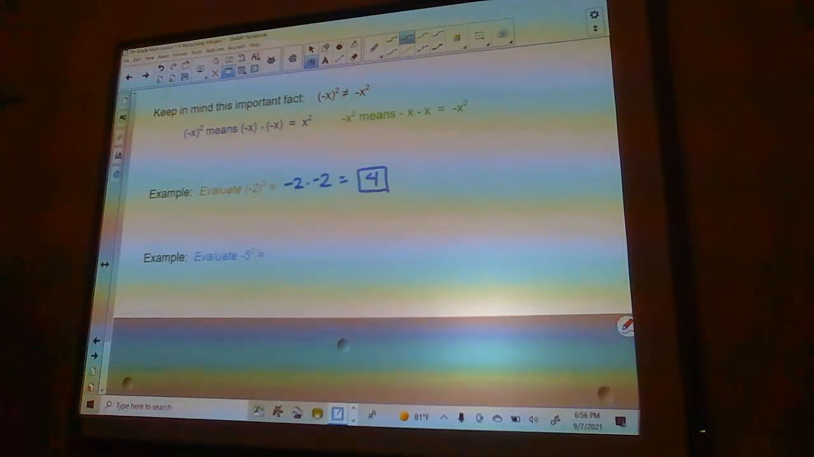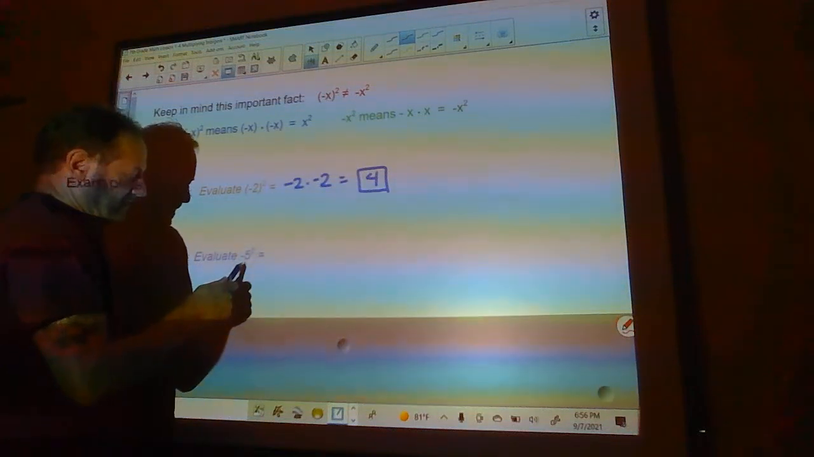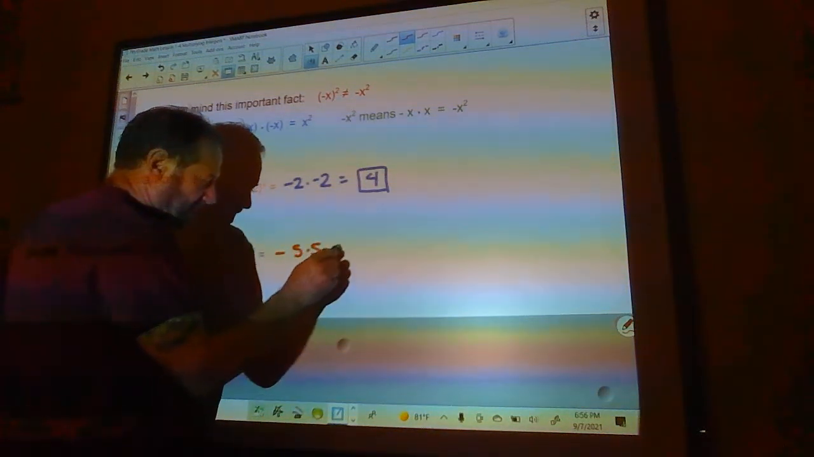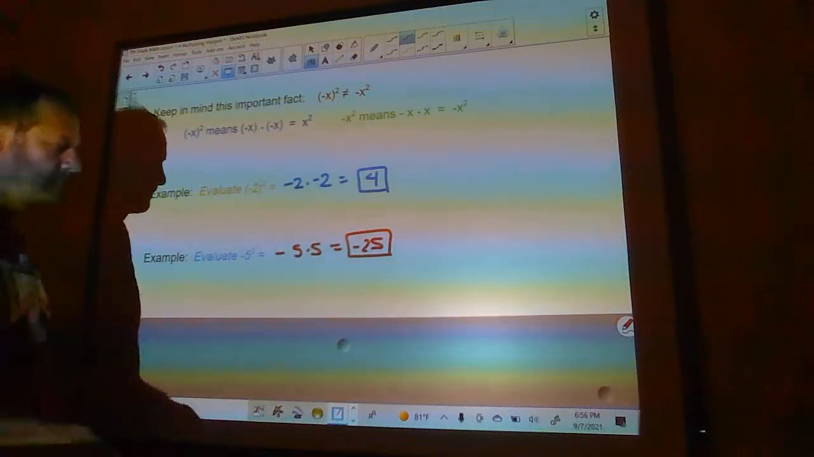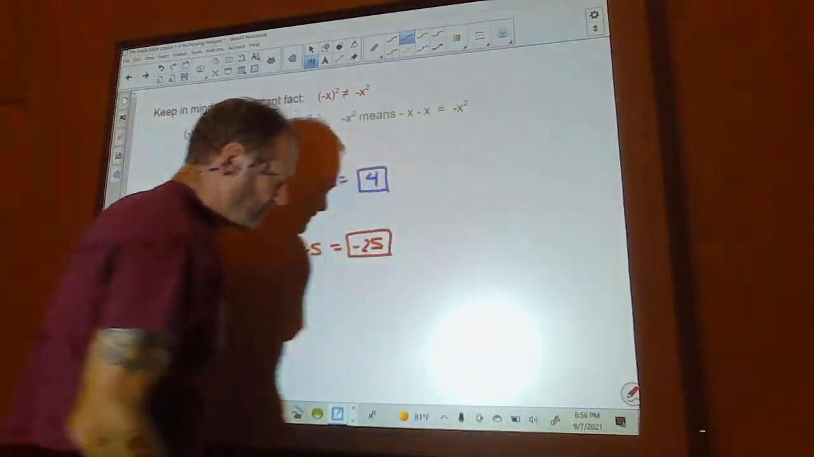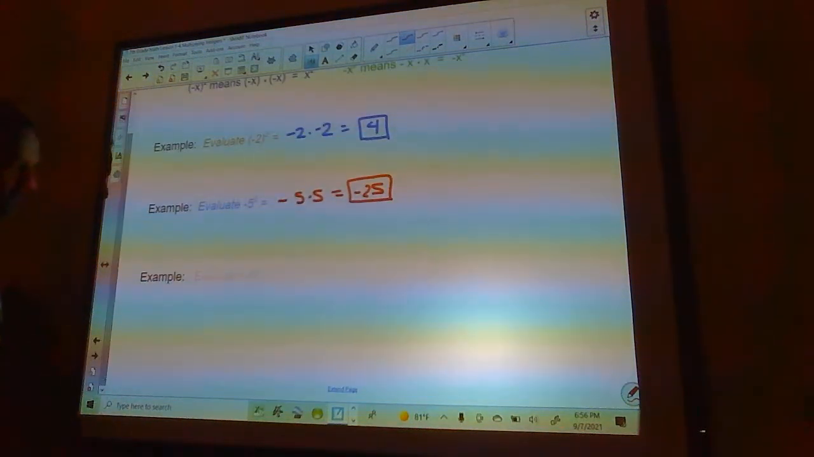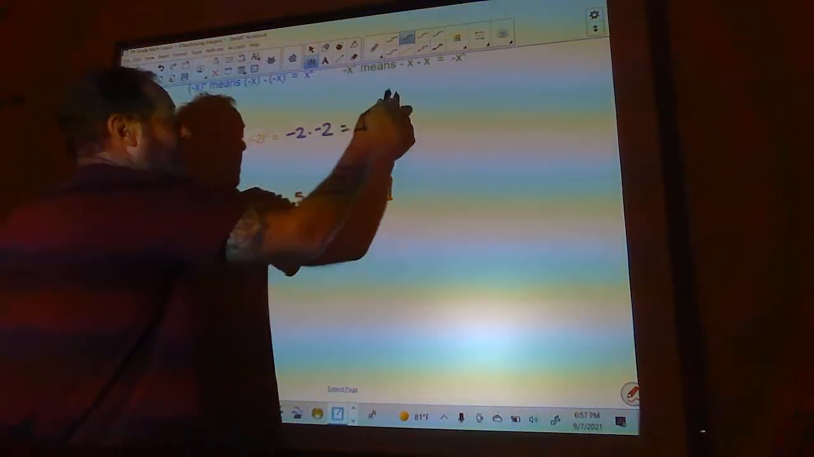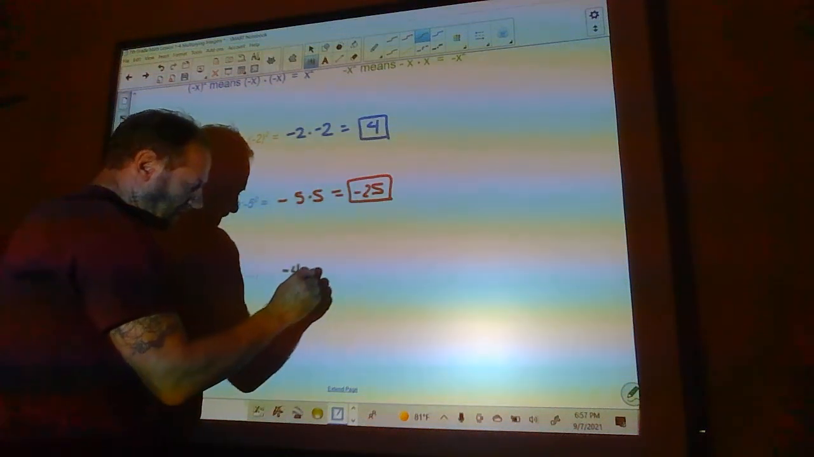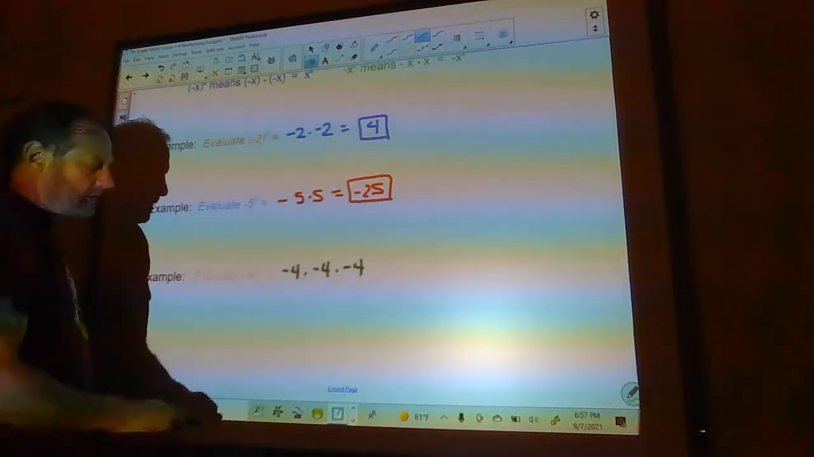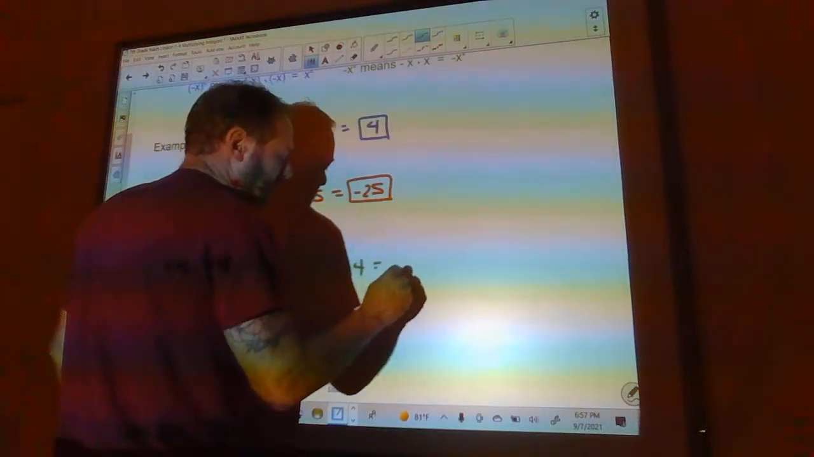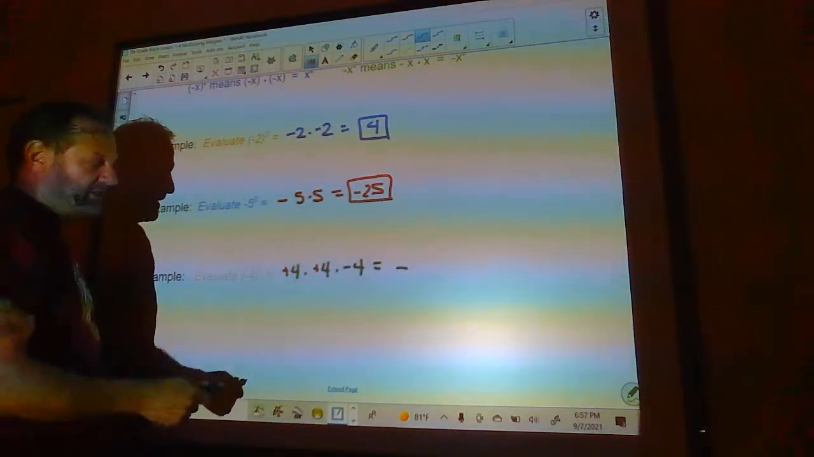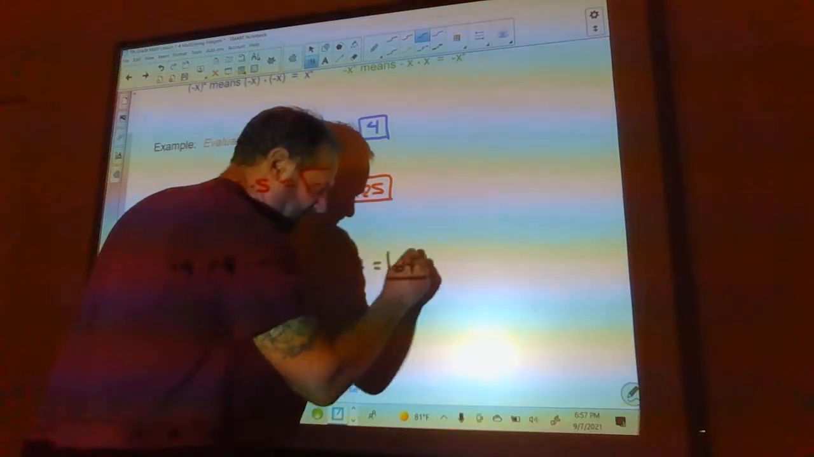Evaluate negative 5 squared. This is negative 5 times 5, which is negative 25. Here's one more. Evaluate negative 4 to the third power. Now, this negative 4 is in parentheses, so this means negative 4 times negative 4 times negative 4. These two negatives will cancel each other out, but that one's still there, so this answer is going to be negative. 4 times 4 is 16, times 4 is 64. That's going to be negative 64.